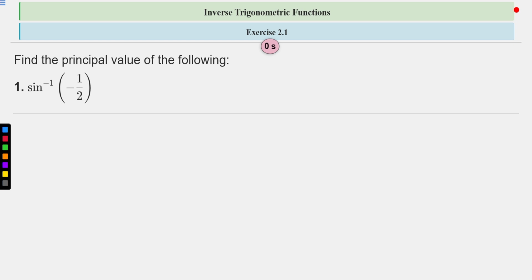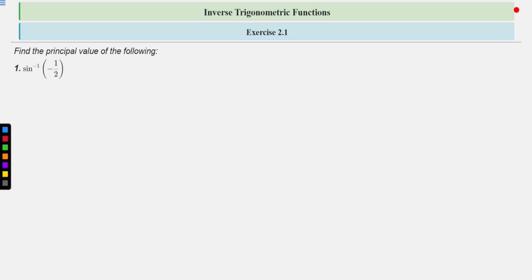Yes, many students are saying minus pi by 6. Yes, minus pi by 6. Let us see which answer will be the correct one. So the question says we need to find the principal value of sine inverse minus 1 by 2, right? Answer will be minus pi by 6. Clear? Minus pi by 6 is the right answer. Got it? Let us explain how it is minus pi by 6.